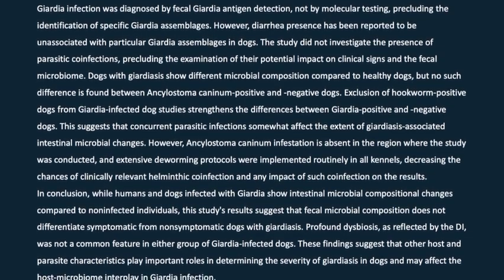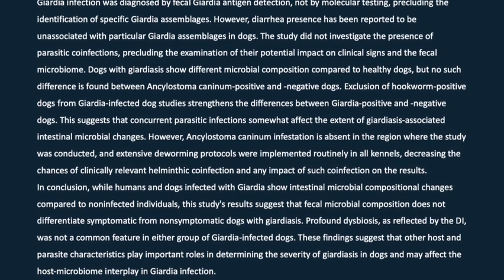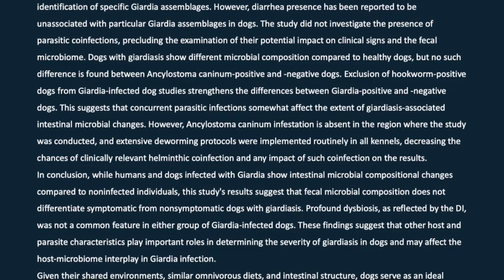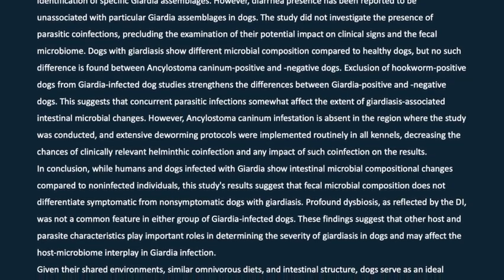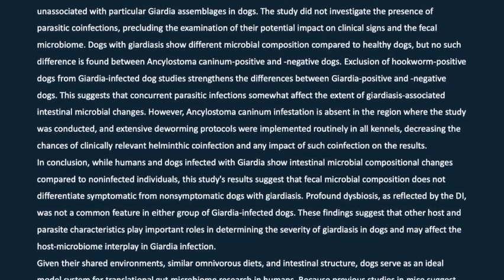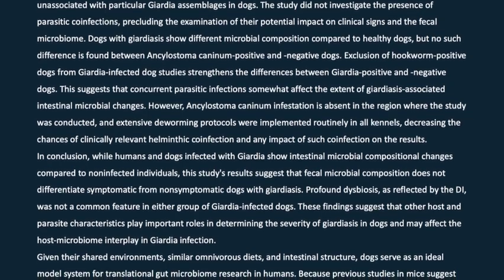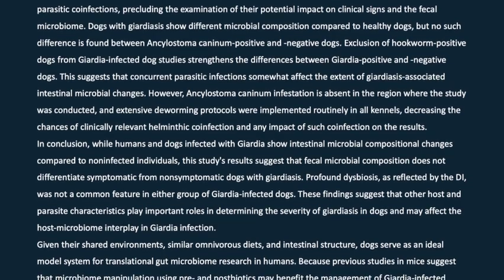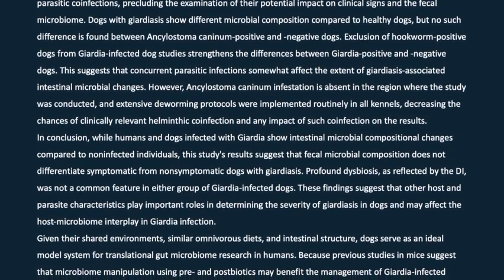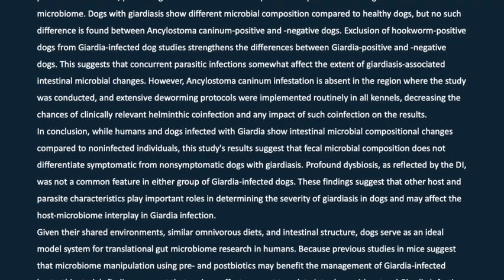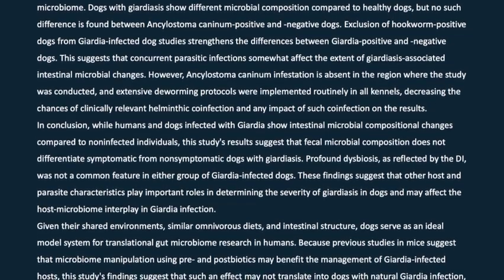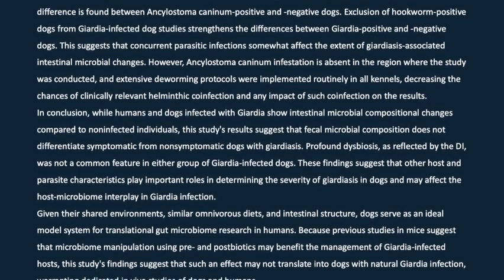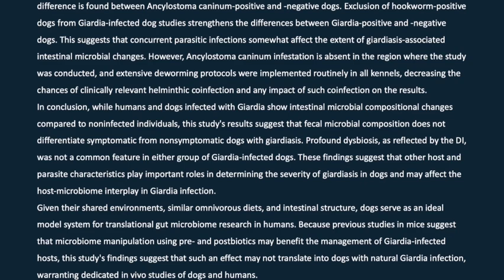In conclusion, while humans and dogs infected with Giardia show intestinal microbial compositional changes compared to non-infected individuals, this study's results suggest that fecal microbial composition does not differentiate symptomatic from non-symptomatic dogs with giardiasis. Profound dysbiosis, as reflected by the DI, was not a common feature in either group of Giardia-infected dogs. These findings suggest that other host and parasite characteristics play important roles in determining the severity of giardiasis in dogs and may affect the host microbiome interplay in Giardia infection.